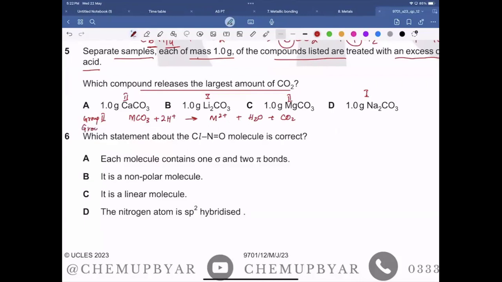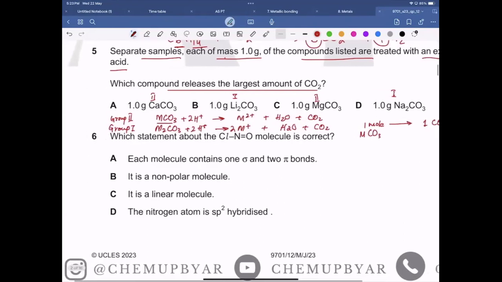Now, if there is a group 1 carbonate, then its formula is M2CO3. And I'm again going to react it with H positive. 2 H positive. I'm going to get 2 moles of metal with the +1 charge, 1 mole of water, and 1 mole of carbon dioxide. So if you see, in each case, 1 mole of carbonate is producing 1 mole of carbon dioxide. Is this understandable? 1 mole of a carbonate is producing 1 mole of carbon dioxide.